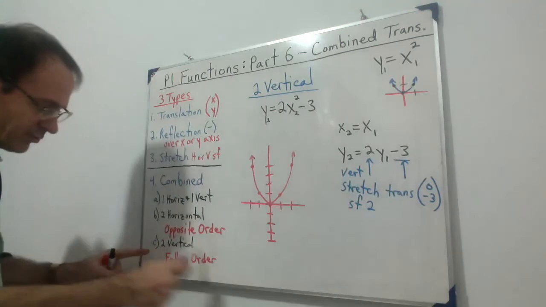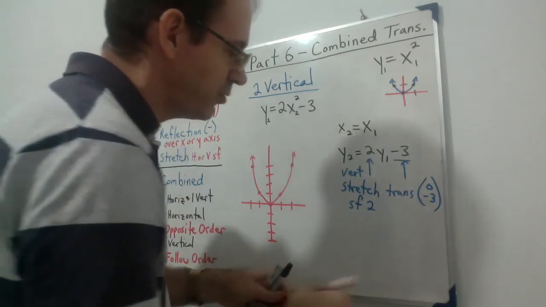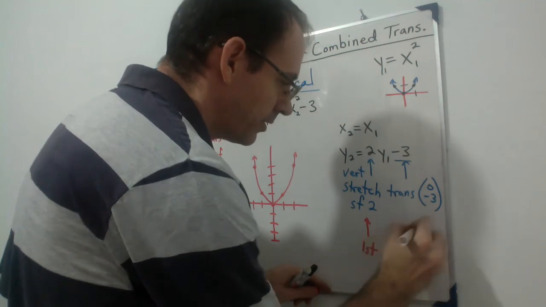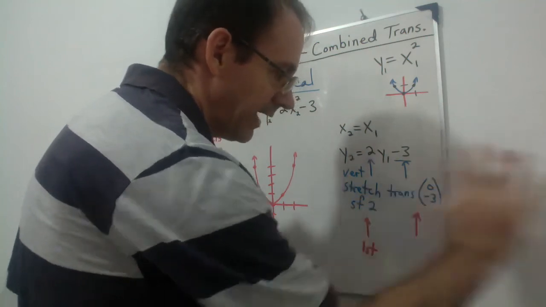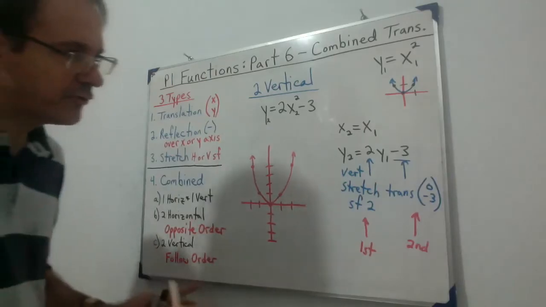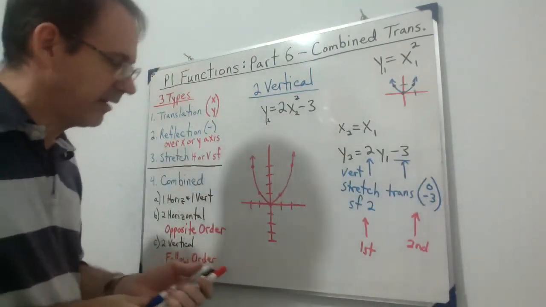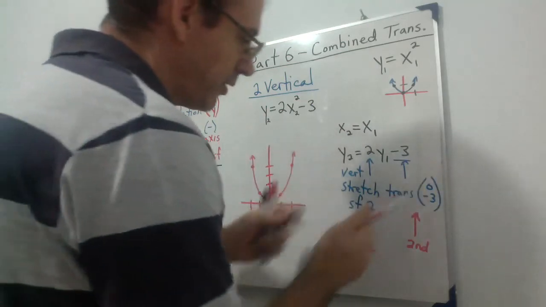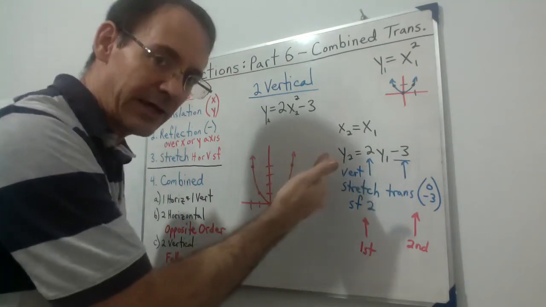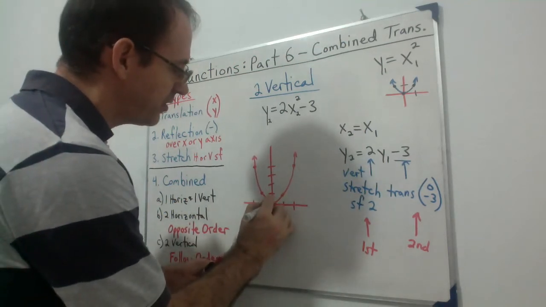So because we're doing 2 vertical, we want to follow the order of operations. That means we're going to do our scale factor first, and we're going to do the translation second. Okay, so with 2 verticals, we follow the order of operations. So let's see what it looks like on our graph. Well, if we do a scale factor of 2 first, remember we're multiplying the y values, not the x. So this is a 0 times 0 is still 0.